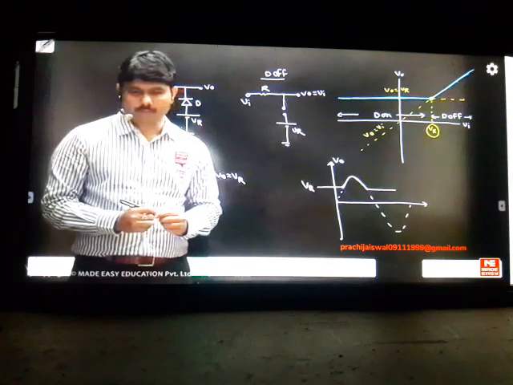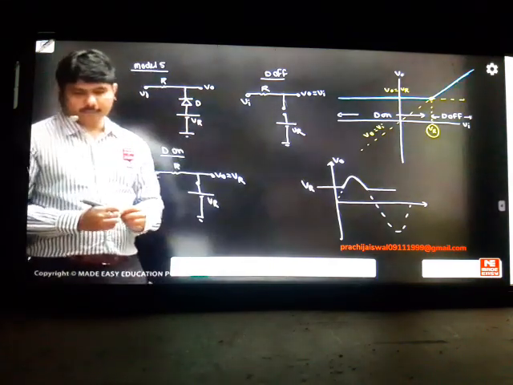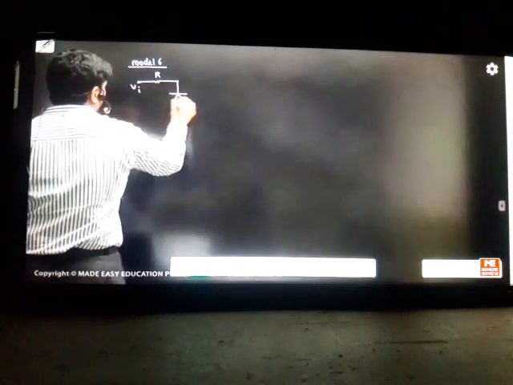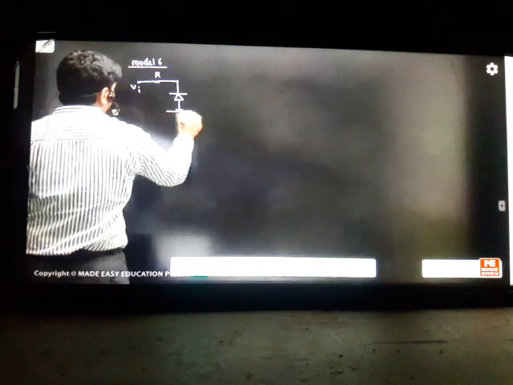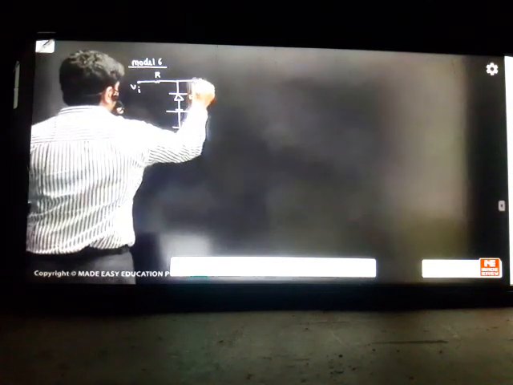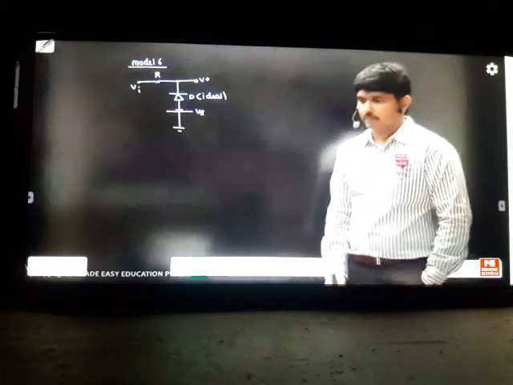So let us see the last model, the final one. Model 6. Resistor R, this is VI. We have a diode in the upward direction, having a battery of negative. I am taking an ideal diode. So try to finish this problem yourself.